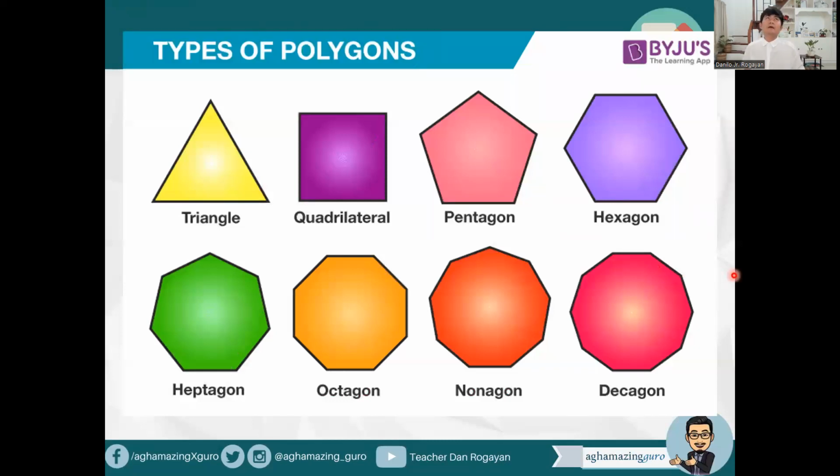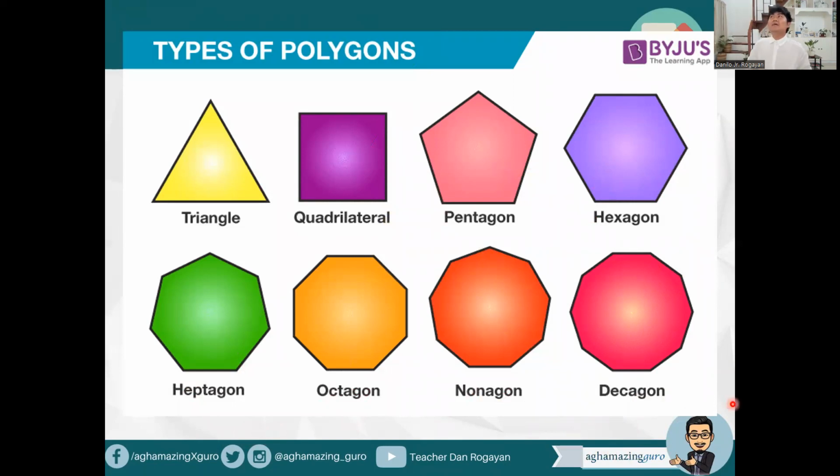Pag tinanong sa board exam, how do you call a polygon with 4 sides? That is quadrilateral. How do you call a polygon with 3 sides? That is triangle. How do you call the polygon with 9 sides? That is nonagon. With 6 sides, hexagon. With 5 sides, pentagon. With 8 sides, octagon. With 7 sides, heptagon. With 10 sides, decagon.